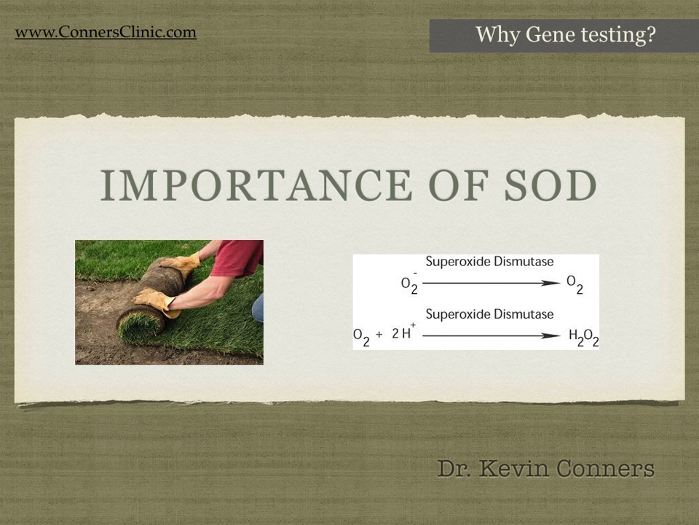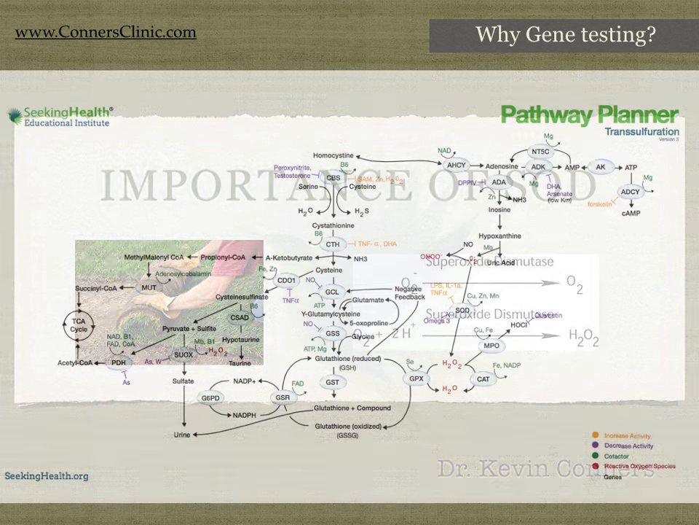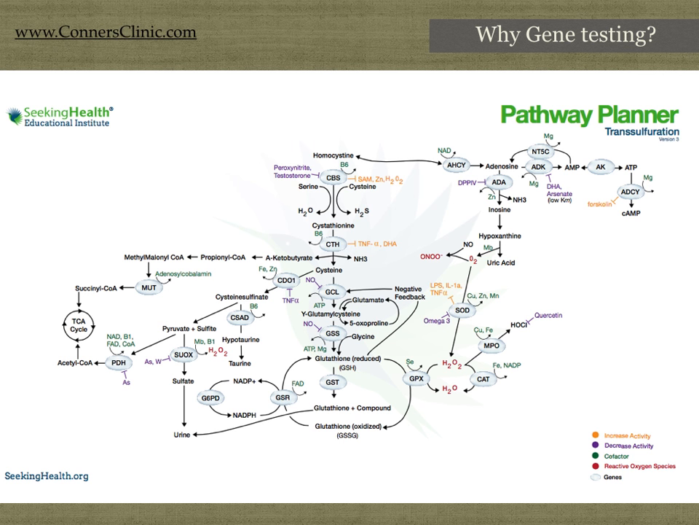Superoxide dismutase. What is it? Why do we look for it? Why is it important? Okay, so superoxide dismutase fits into the metabolic picture in this transsulfuration pathway. Thank you again to Dr. Ben Lynch, seekinghealth.org, for these nice posters that he's created.